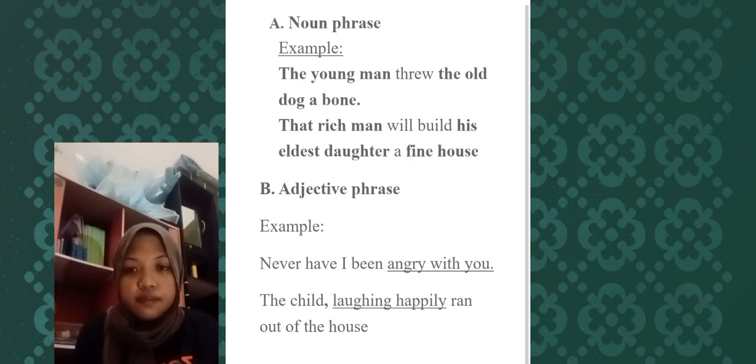Adjective phrase. Example: in this sentence, the adjective phrases are "angry with you" and "singing heavy." Because the two words are the same adjective, when combined, they become an adjective phrase. "Never have I been angry with you." "The child laughing happily ran out of the house."